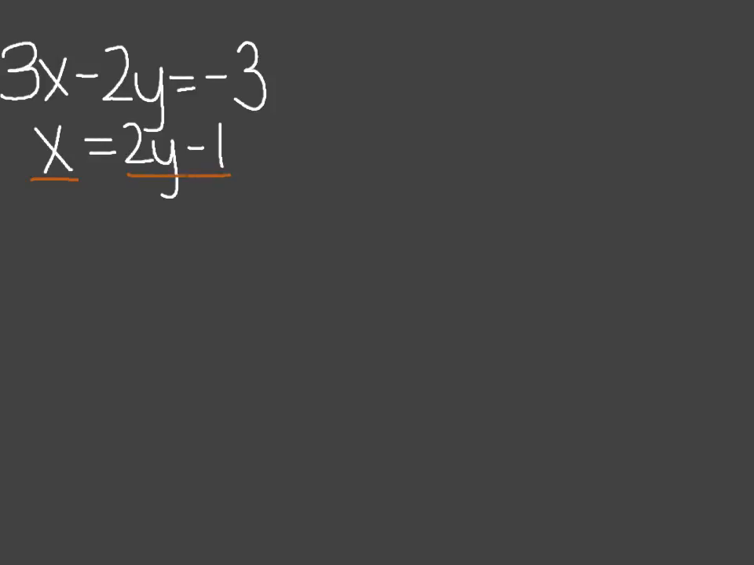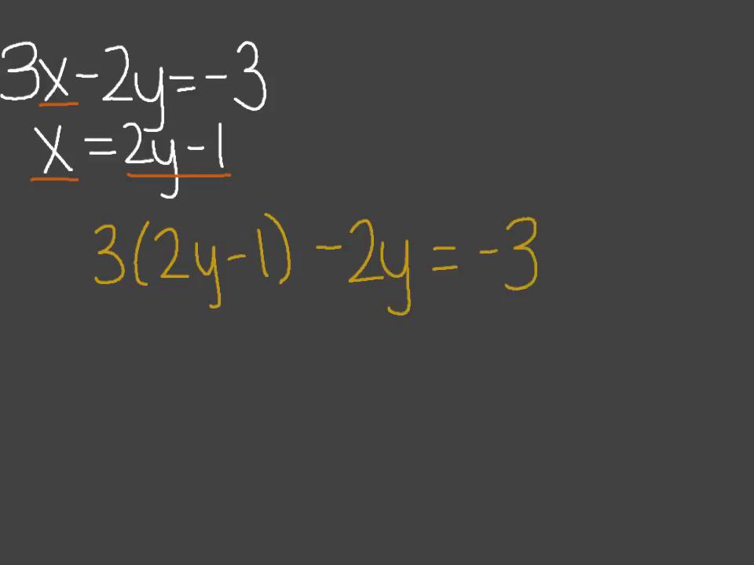Now I'm going to go into my other equation, and I'm underlining that same variable that was by itself. And I'm going to plug in 2y minus 1 for that, because that's what it equals. So I'm copying down 3, but instead of x, I'm putting 2y minus 1, because that's what it equals, minus 2y equals negative 3.